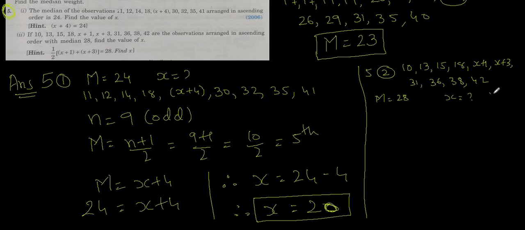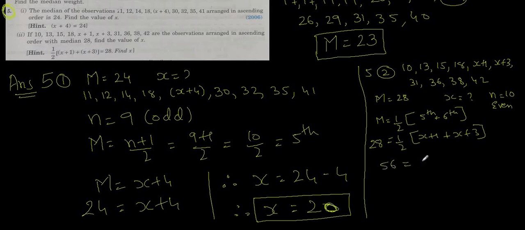Now if you count, you get n is equal to 1, 2, 3, 4, 5, 6, 7, 8, 9, 10. So 10 means what? Even number. So the formula for the even number is m is equal to 1 upon 2 times the fifth observation plus the sixth observation. The fifth observation is x plus 1, plus x plus 3. And what is the median given? The value of m is given as 28. 2 goes here, it becomes 56 is equal to 2x plus 4.